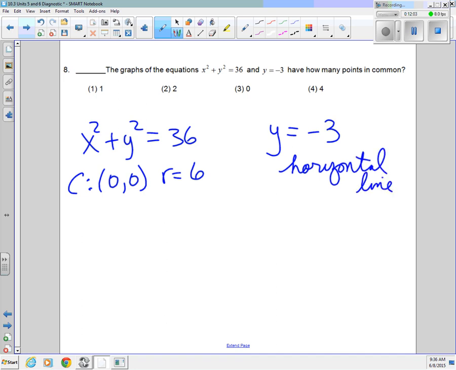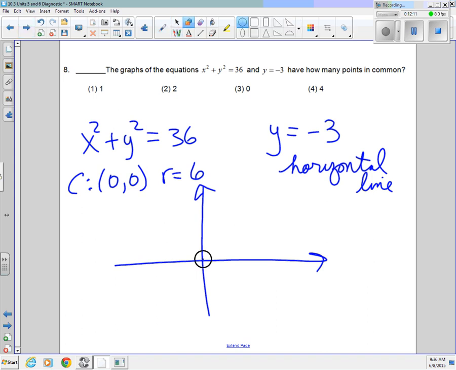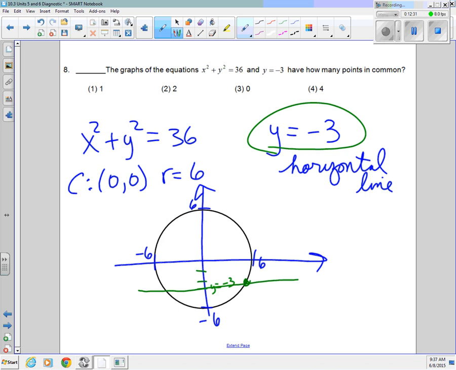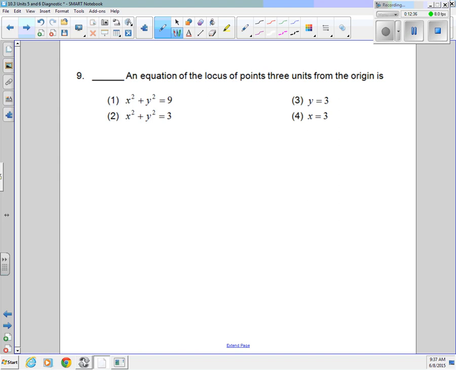And now I just have to graph them both. So here's my x and y axes. I have a circle with a center at the origin and a radius of 6. So here's my circle. This is 6, this is 6, this is -6, this is -6. And so therefore, y equals -3 would be a horizontal line right about here, down 3 on the y-axis. And so I get 2 points of intersection. 2 is the answer.